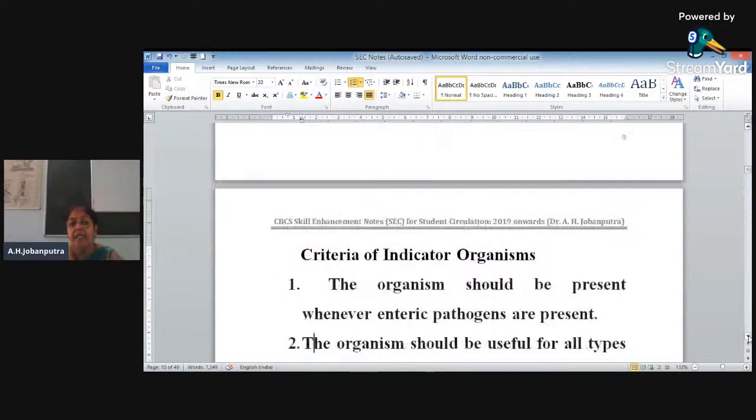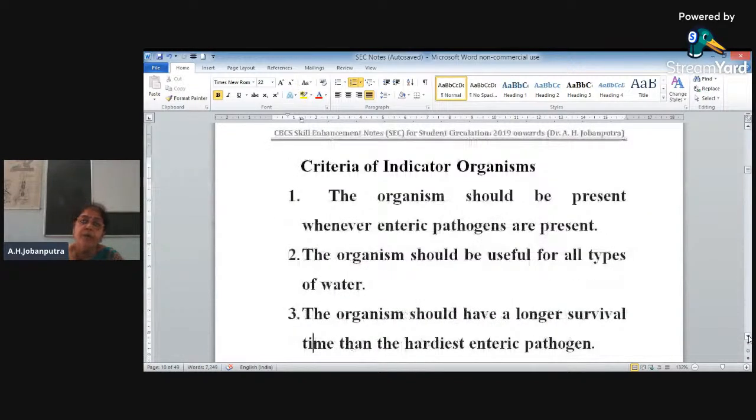Now, what is the criteria of indicator organisms? Whom can you call an indicator organism? Or which organism can be referred to as an indicator organism? So, the organism should be present whenever enteric pathogens are present. So, they should always be present along with enteric pathogens. It should be useful for all types of water, then only you can call it an indicator organism. It doesn't mean that it is good for fresh water and not good for other types of water or marine water. No, an indicator organism should be useful for all types of water.